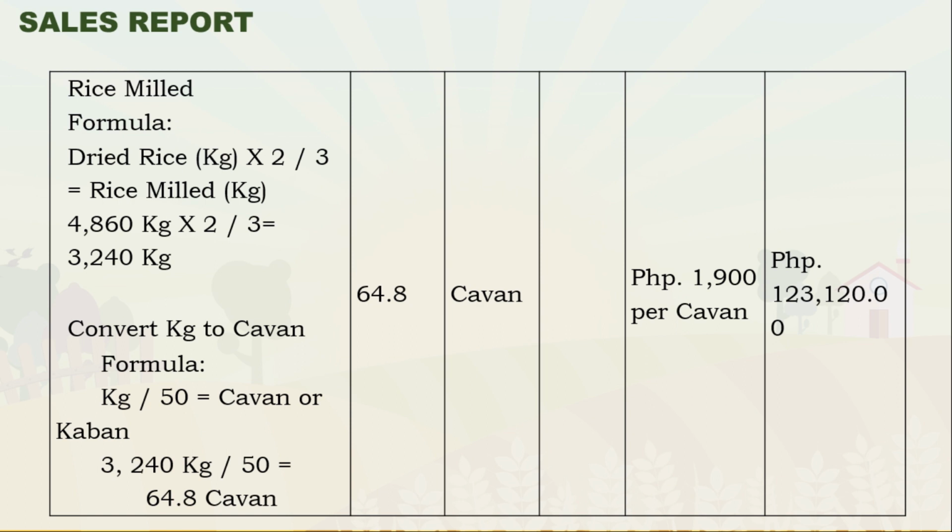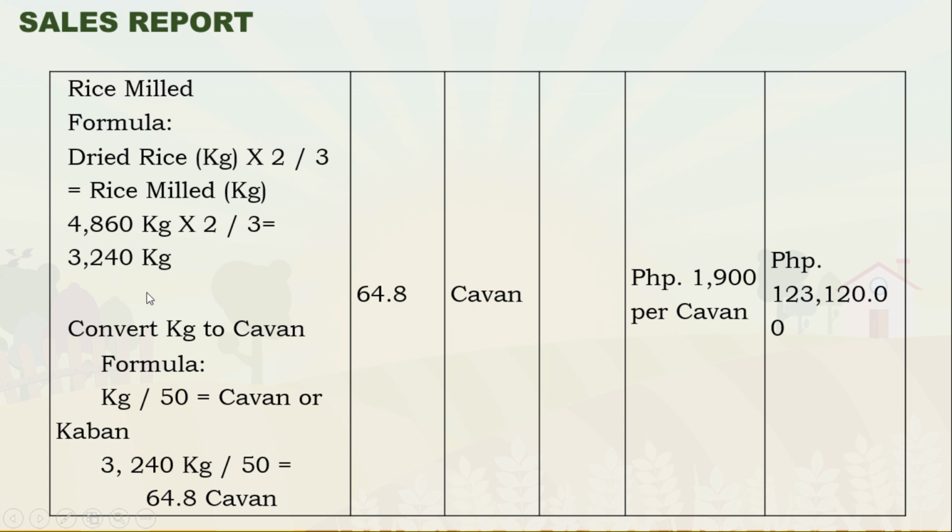Next, so ano naman ang sales report? So, eto na ang ating sales report. So, magkano ba ang ating kinita? Okay? So, we have 123,120 pesos. So, yung formula dito sa nabayong bigas, so yung dried rice per kilogram times 2 divided by 3. So, halimbawa ay 4,860 kilograms times 2 divided by 3. So, we have 3,240 kilograms.